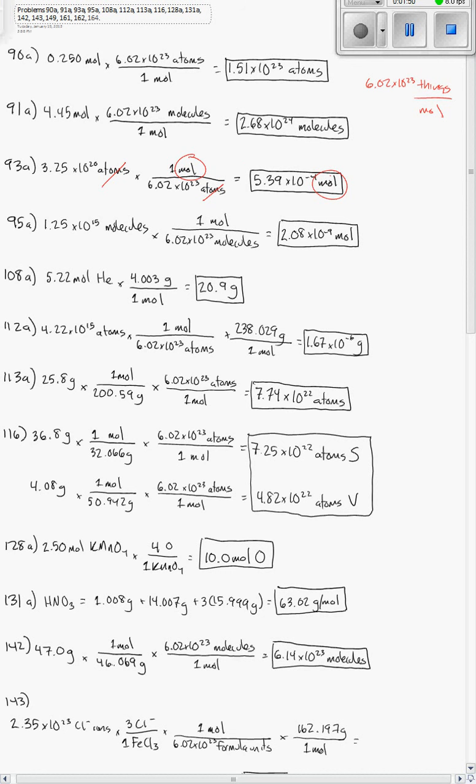Remember, there are many things per mole. There aren't many moles per thing. So if you're going from atoms to moles or molecules to moles, your final number should be a lot smaller than your initial number.